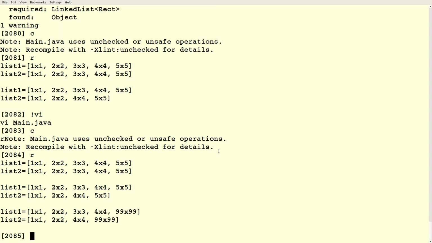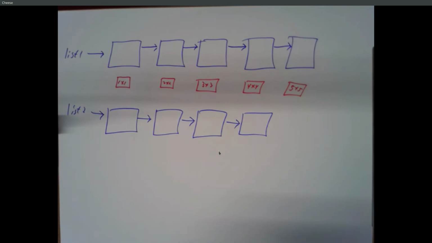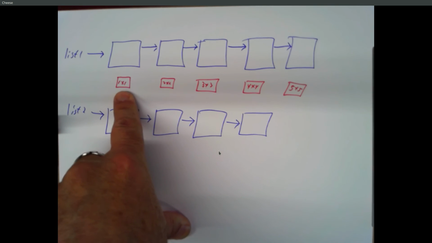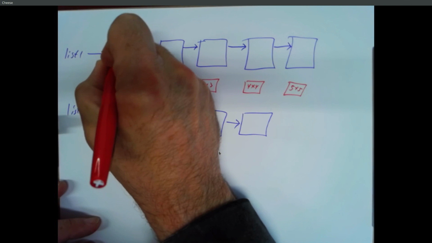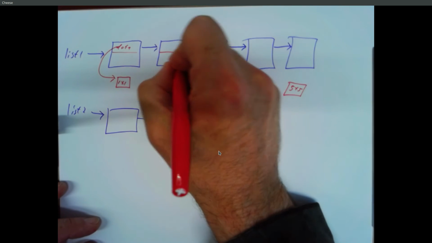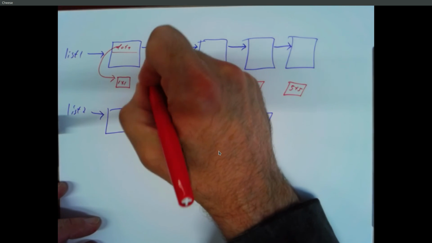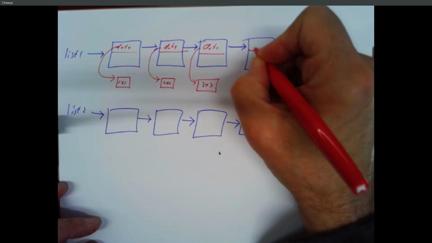And when we created this first list 1, what did we do? We said list1.add new rectangle 1, 1. So when we say new rectangle 1, 1, we create this 1x1 rectangle. It's an object. When we add it to the list, we're basically saying that the data portion is a reference to that. And in this node, the data portion is a reference to that, and so on.